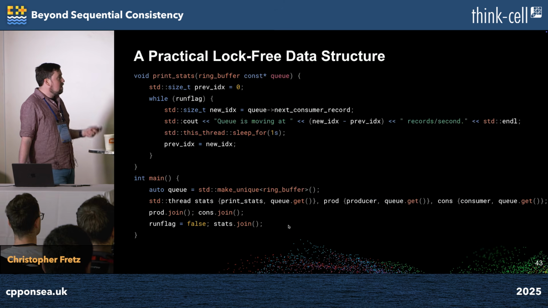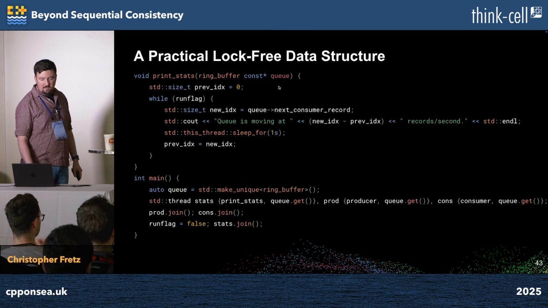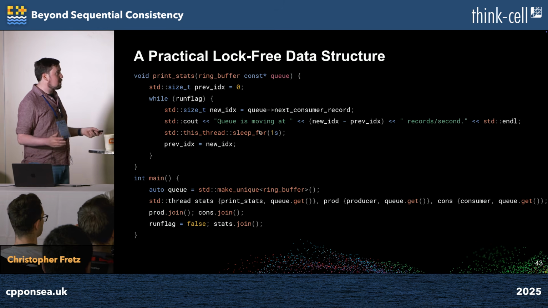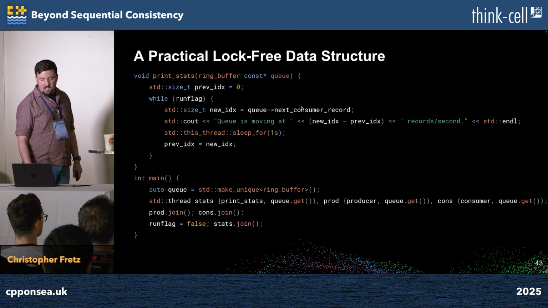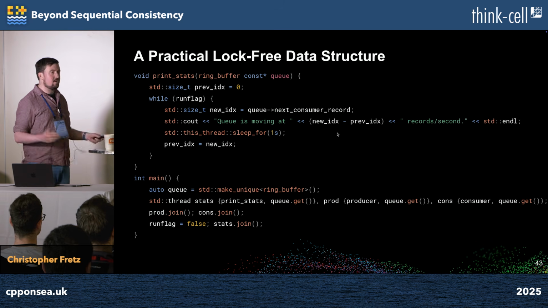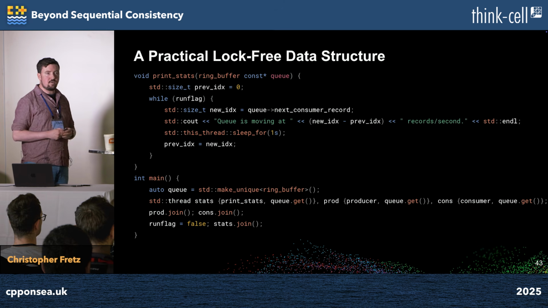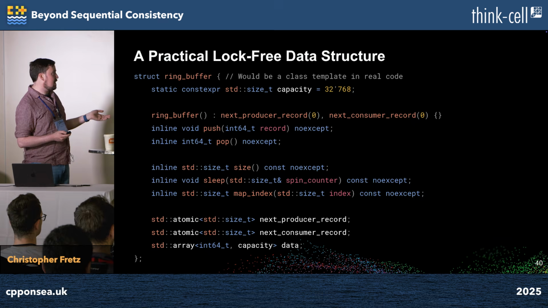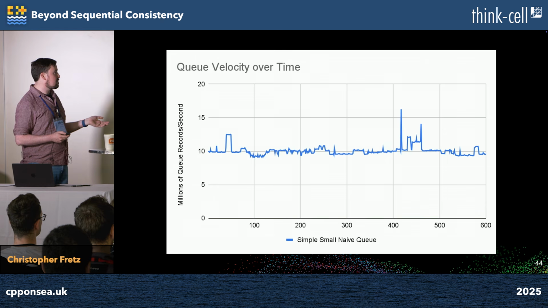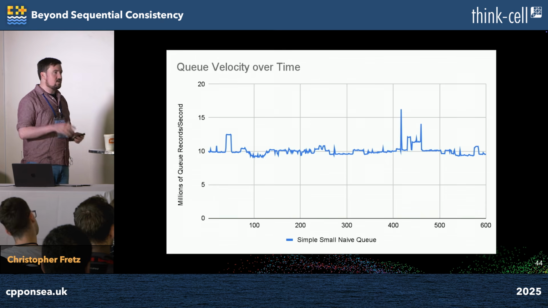But yeah, in terms of the rest of the code here, this print stats function is just how I'm running my benchmark essentially. So every second we load the consumer record and then we diff it against the previous second to figure out what our queue velocity is. And the main implementation just fires up 3 threads, the producer, consumer, and the stats printer, and then runs until we produce all our records. And this is pretty much the entirety of the code. There's really not too much else. If you run this, this is essentially what you'll get.